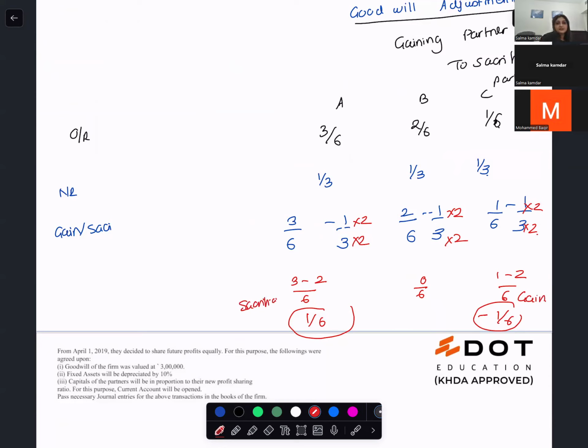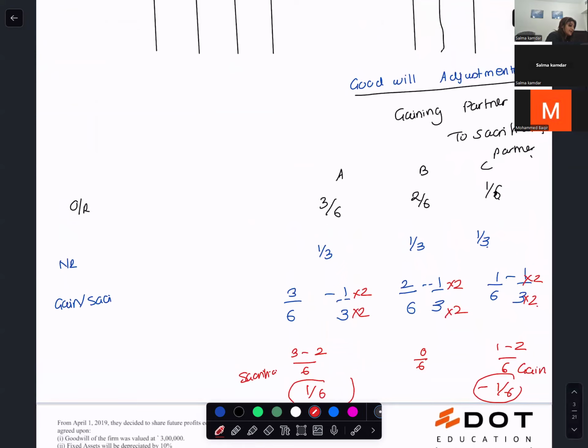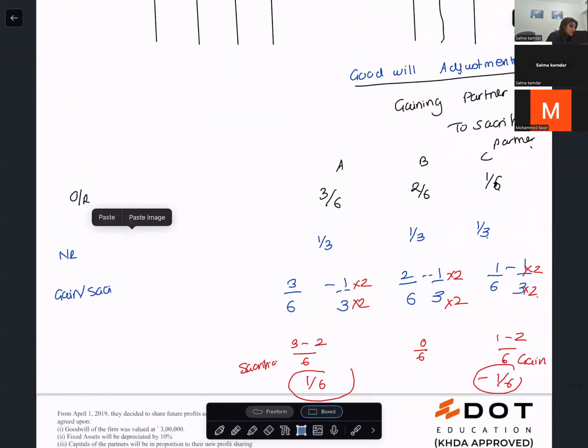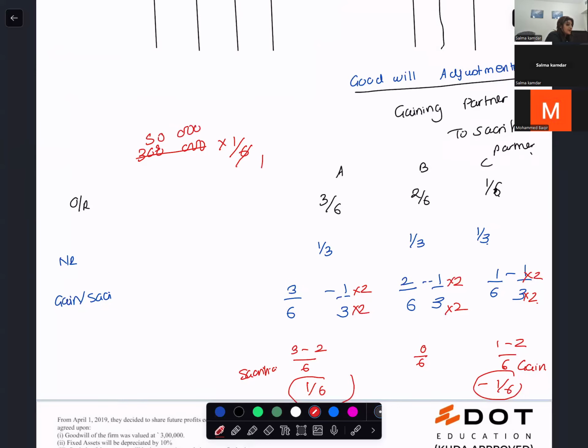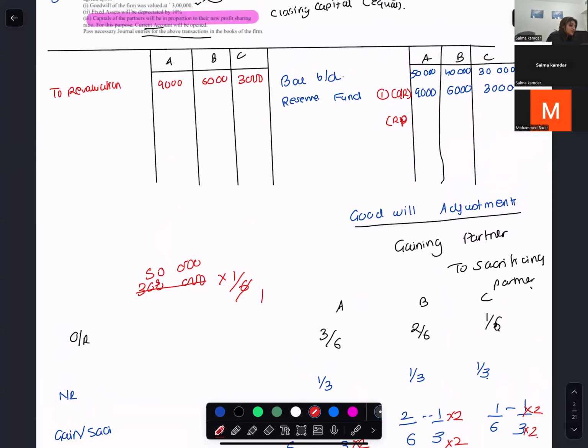Journal entry. It will be C's capital account debited to A's capital account. How much? It will be 3 lakh multiplied by 1/6, which is 50,000. So the gaining partner, C's capital account, is debited by 50,000.